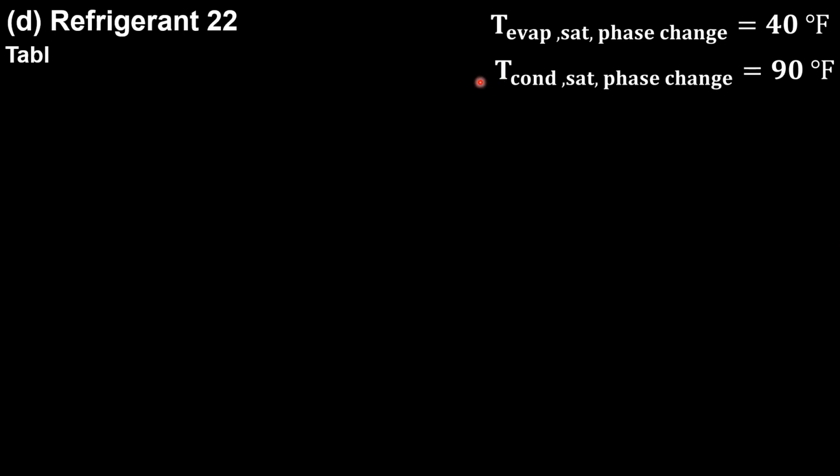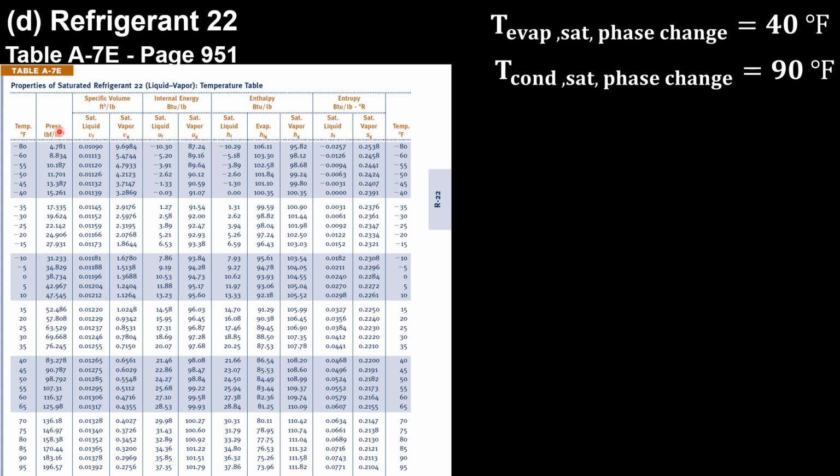D, refrigerant 22. Again, these are the two temperatures that we're dealing with. Then we will go to table A-7E at page 951. The temperature 40. So the refrigerant R22 must enter at a pressure of 83.278 in order for it to start to evaporate at 40 degree Fahrenheit. 90 degree corresponds to 183.16.